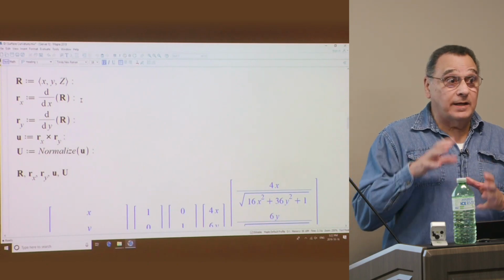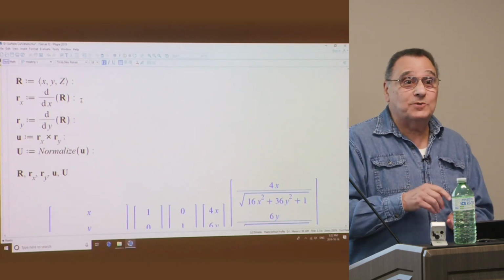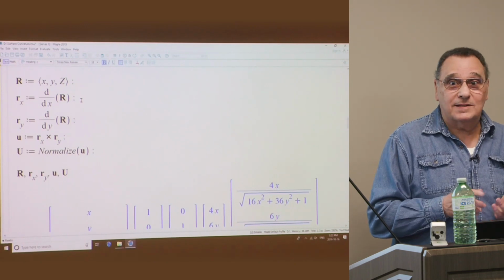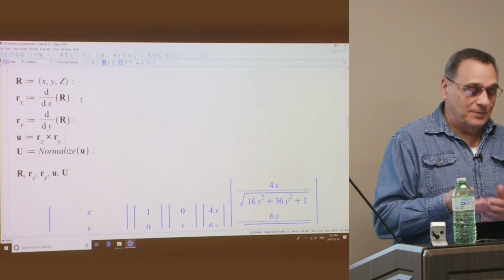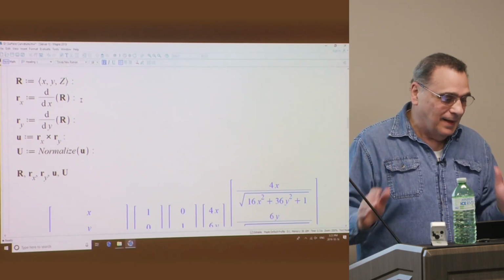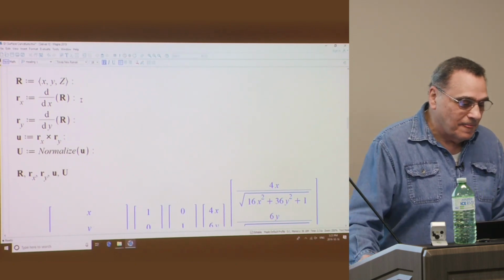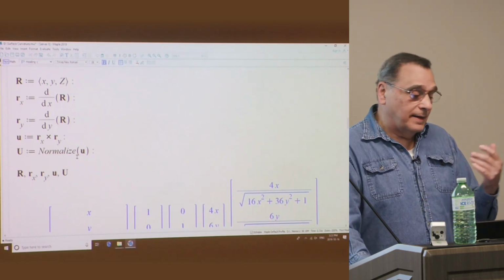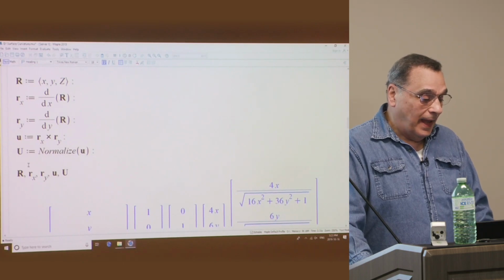But because I had assigned to capital R, I can't subscript R with an X, because that's a no-no. If you assign to something, you have to make it atomic, and making things atomic is a pain in the butt, so I just use a different letter. The cross product gives me a normal, and then I normalize that, and again, I use a different name.